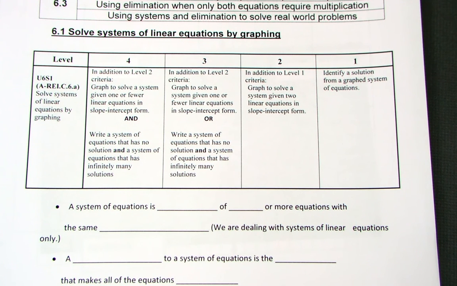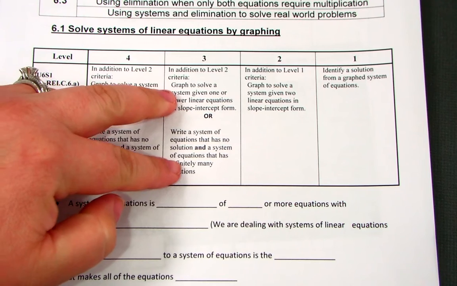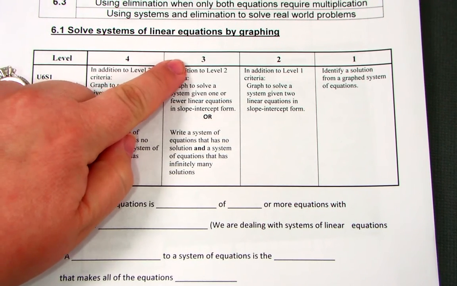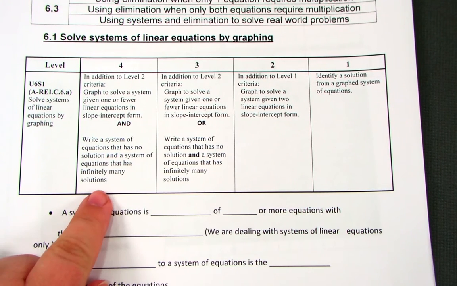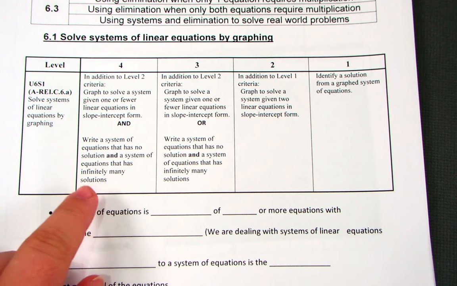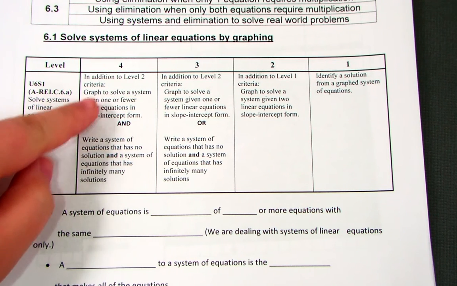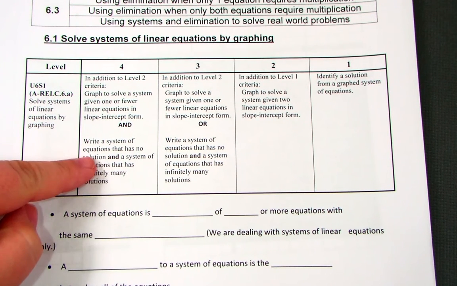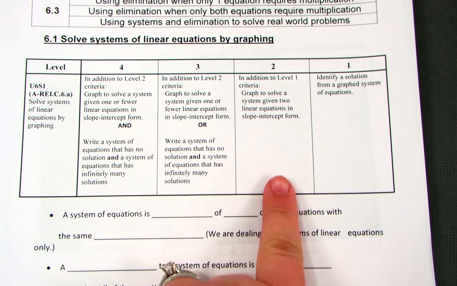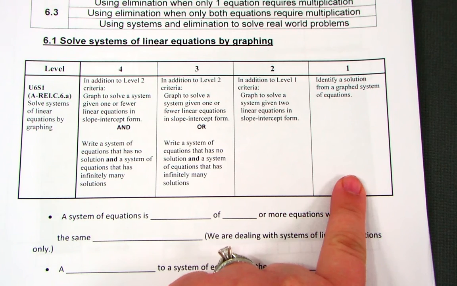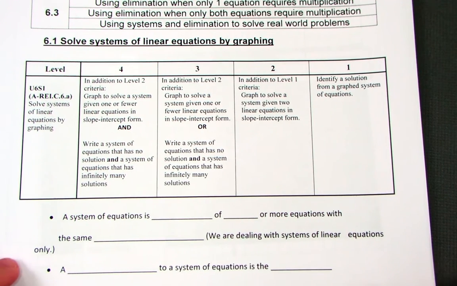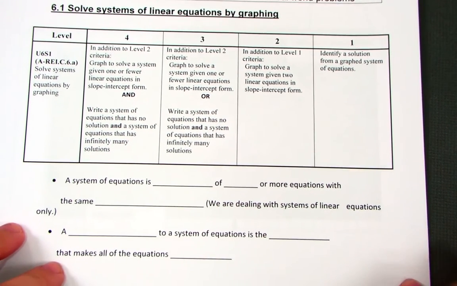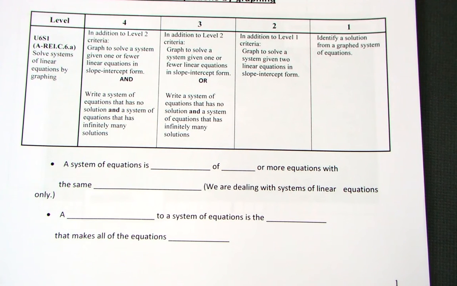So if you can do one of these two things, then you earn a 3 as long as you have earned the previous levels. And then finally, level 4, you have to be able to do both of the two things that were listed in level 3, in addition to the two criteria from level 1 and level 2. So let's jump into level 1, which is to be able to identify a solution from a graphed system of equations.